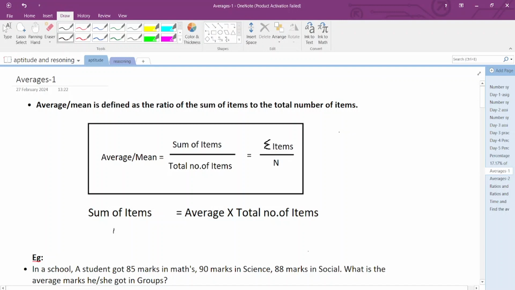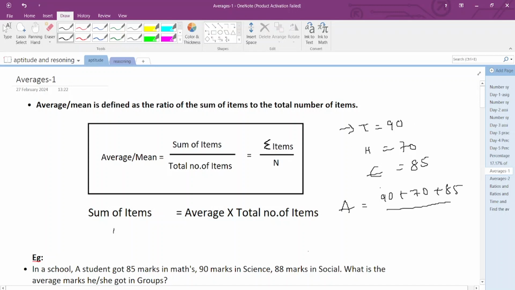Let's suppose in your 10th class exam you have 3 subjects. For Telugu you got 90, in Hindi you got 70, and in English you got 85. So what is the average of all these subjects? How will you do it? Average is equal to the sum of items. What are the sum of items here? The sum of the marks, which means 90 plus 70 plus 85, by the total number of subjects.